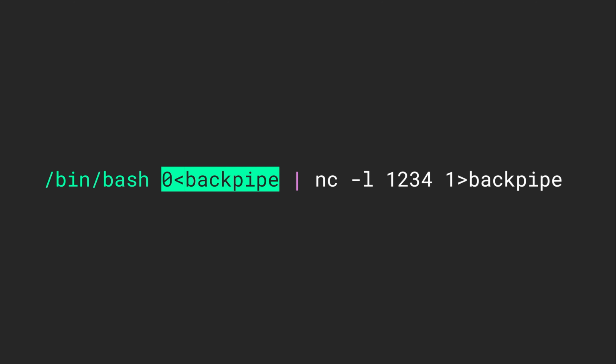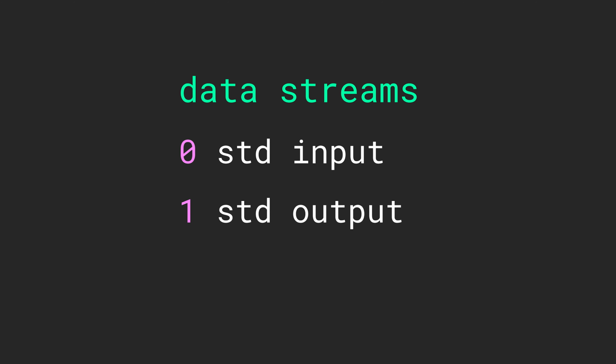So we start here, we have backpipe, and it is now redirecting whatever data is inside of it to standard input. Now, if you didn't know, in Linux we have these things called standard streams. There are three: 0, 1, and 2. 0 is standard input, 1 is standard output, and 2 is standard error. If you've never encountered this concept before, it might initially seem weird and complex, but I promise you, once you grok it, it is quite simple.